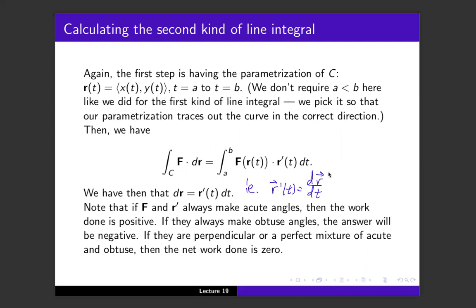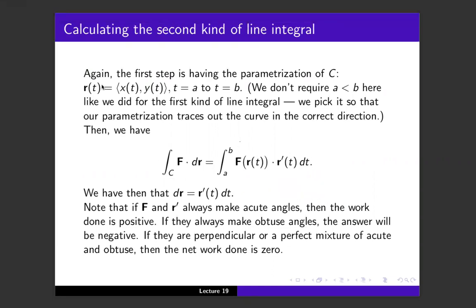Now, if F and r prime always form acute angles, then the work done is in the direction that you're moving, which means that the work is positive. But if they're obtuse angles, that means that the force is pointing a little bit in the opposite direction from the displacement, which means that the answer will be negative. And if they are perpendicular, or it's a perfect mixture of acute and obtuse, then the net work done is 0.